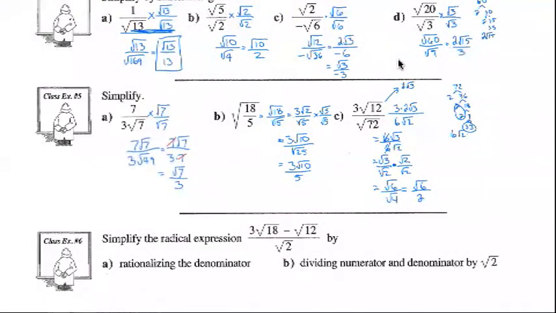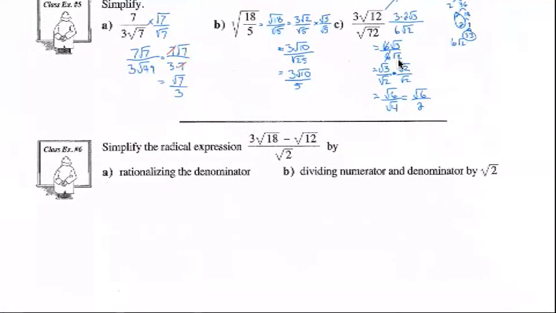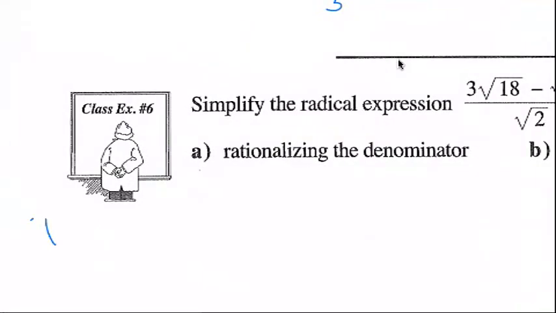And I think I'm going to save example 6 as an in class example because it's a good way to show both processes, dividing by the numerator or rationalizing the denominator. Okay, so I'm going to save this for in class.